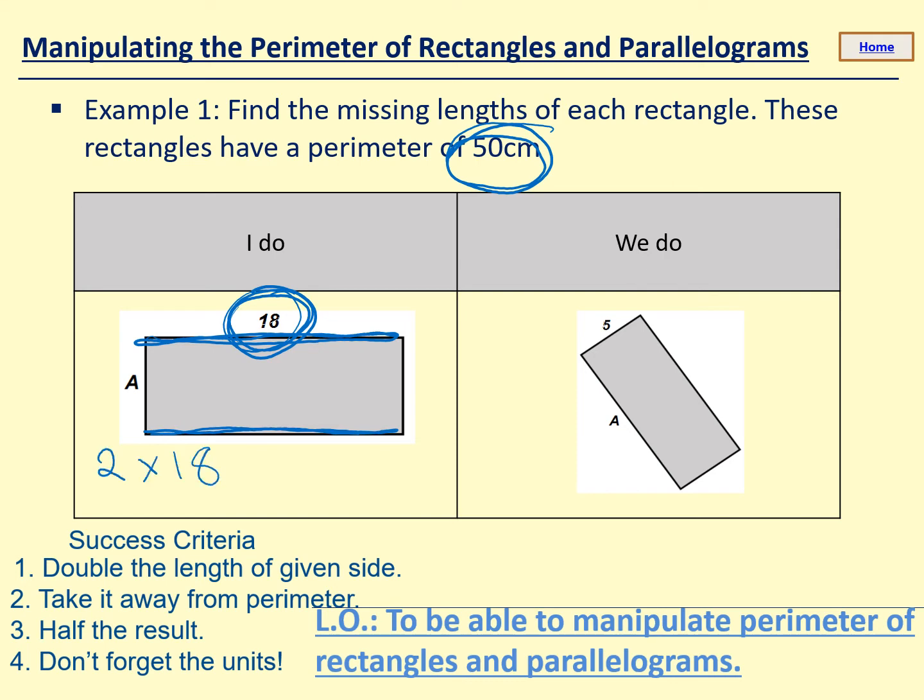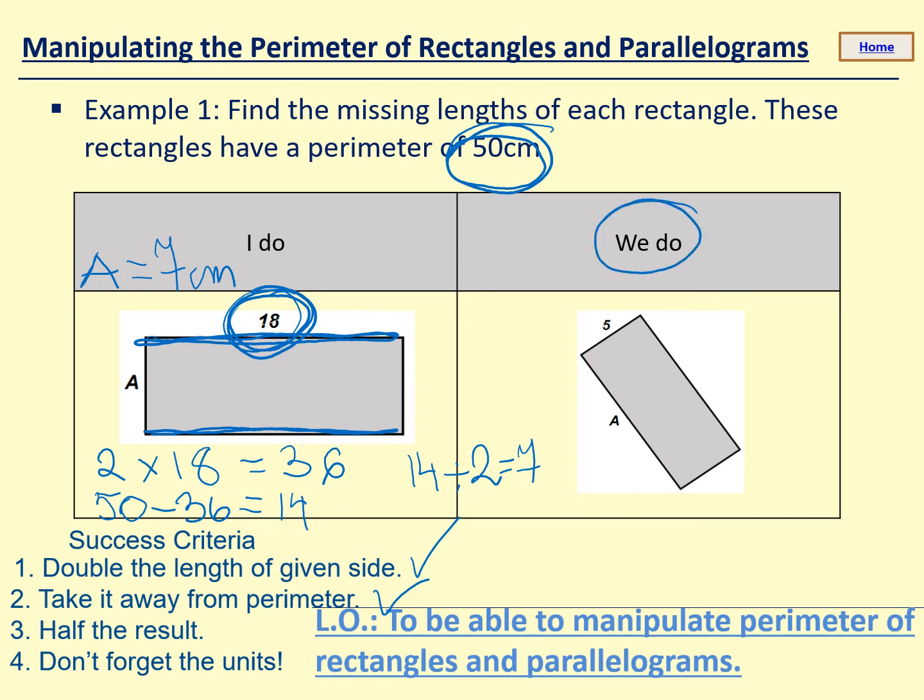2 times 18, 36. Okay, so I doubled this. Take it away from perimeter. My perimeter is 50. 50 minus 36 equals 14. Okay, I've got that. Half the result. 14 divided by 2 is 7. And don't forget the units. So I'll write it on the top. A equals 7 centimeters. Have a go at we do yourself.